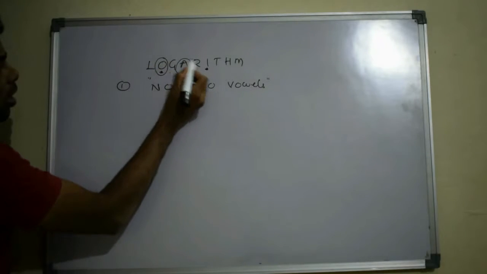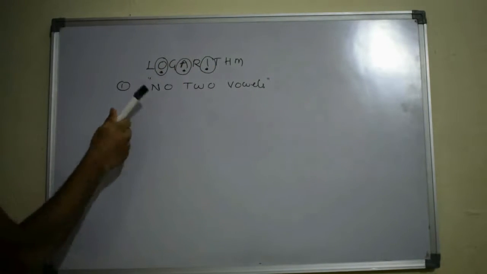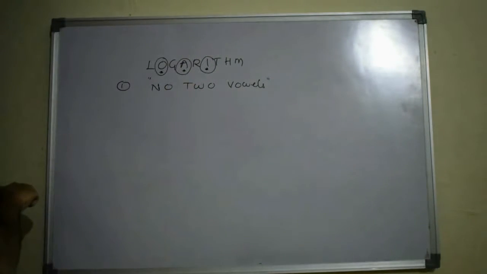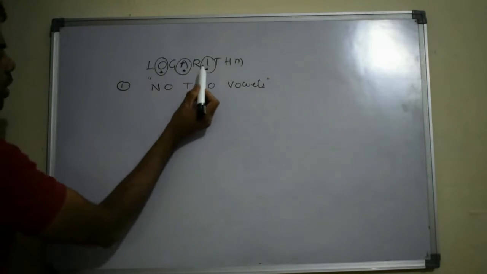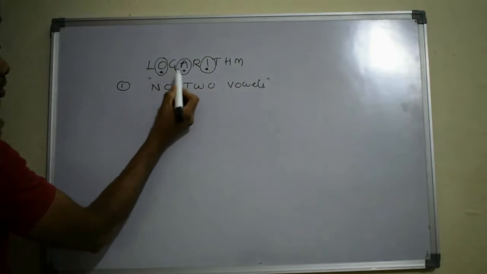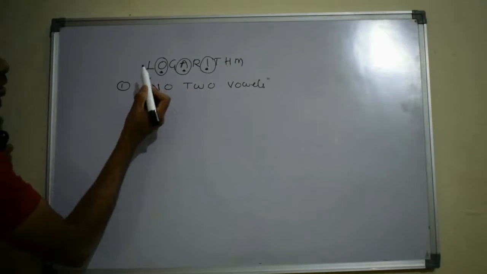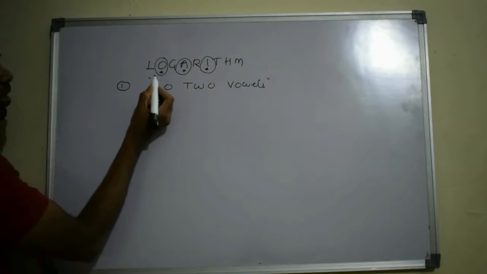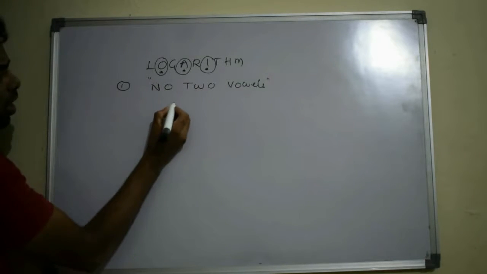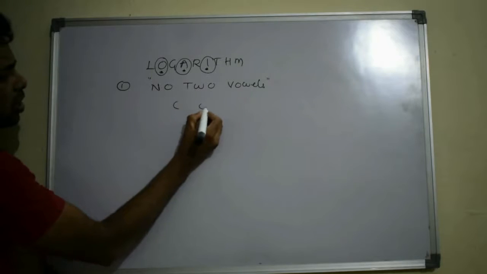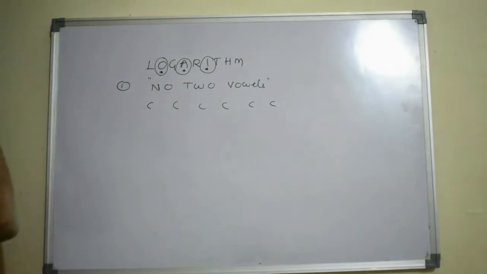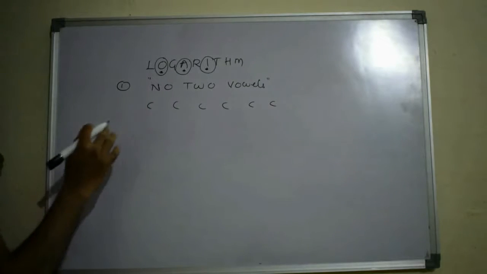O, A, and I. Count how many remaining letters there are: 1, 2, 3, 4, 5, 6 letters. So totally we have 6 plus 3, that is 9, out of which 3 are vowels. First you have to arrange the remaining kind of objects, as I explained in the previous class. The remaining ones are 6 consonants. So I will arrange the consonants like this: one consonant here, second, third, fourth, fifth and sixth. So 6 consonants are arranged.